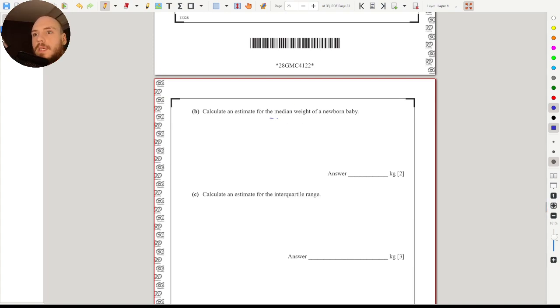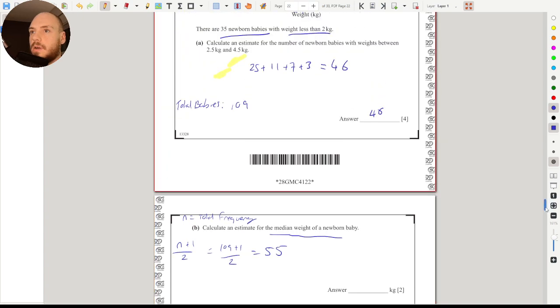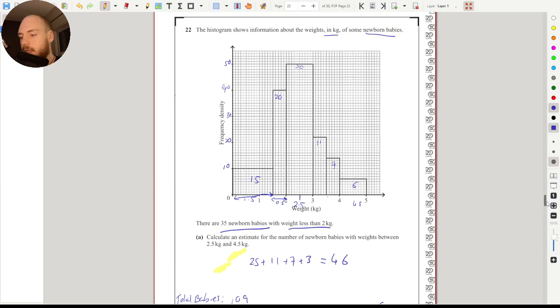So as I suspected, median weight of a newborn baby. When we're finding the median, the equation is not n is equal to, but n plus 1 divided by 2, where n is the total frequency, or total amount of something, yeah? So in our case, that is 109 plus 1 all divided by 2, which is 55. So we're going to have to look at our histogram and try to find the 55th value, which isn't too bad.